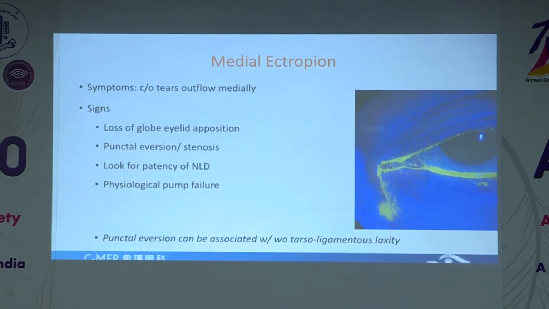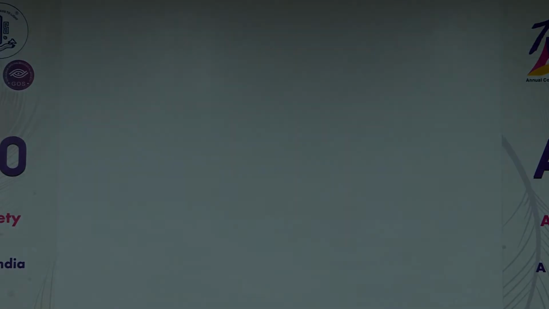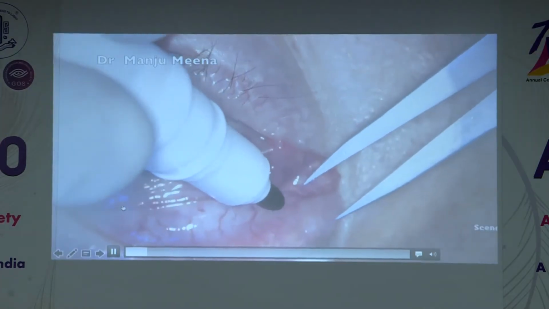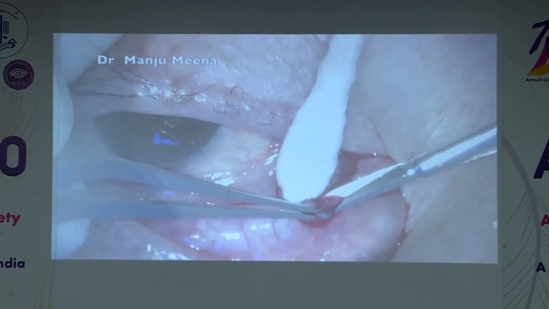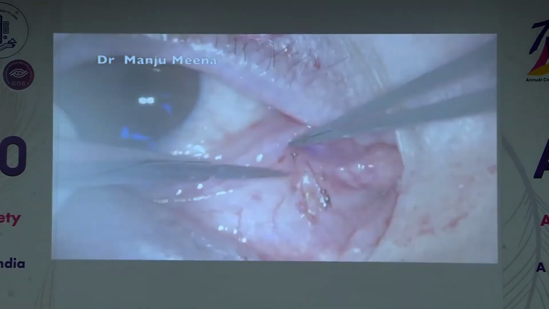So this ectropion can present as a punctal ectropion, where only the punctum is involved, but there is no associated horizontal eyelid laxity. In the cases where there is only punctal ectropion without any horizontal laxity, a simple diamond excision will do. It works very well. This is a short video showing the procedure where a 4 millimeter mark is made just below the lower punctum and a diamond is excised, which includes the conjunctiva and the tarsus if possible. Once the diamond is excised, the lower lid retractors need to be plicated.